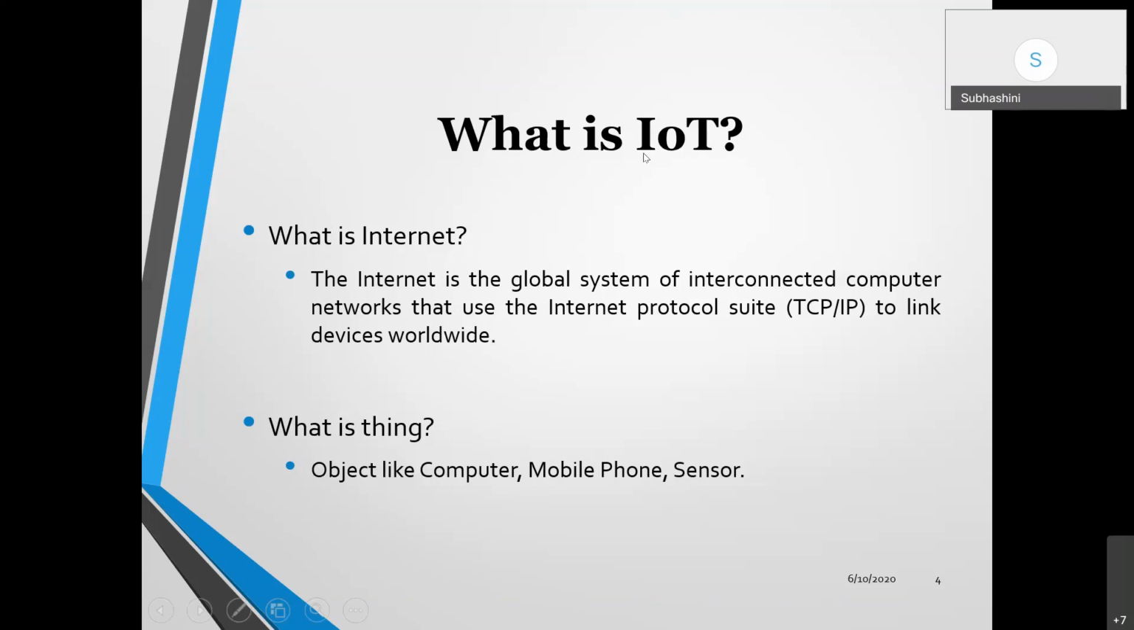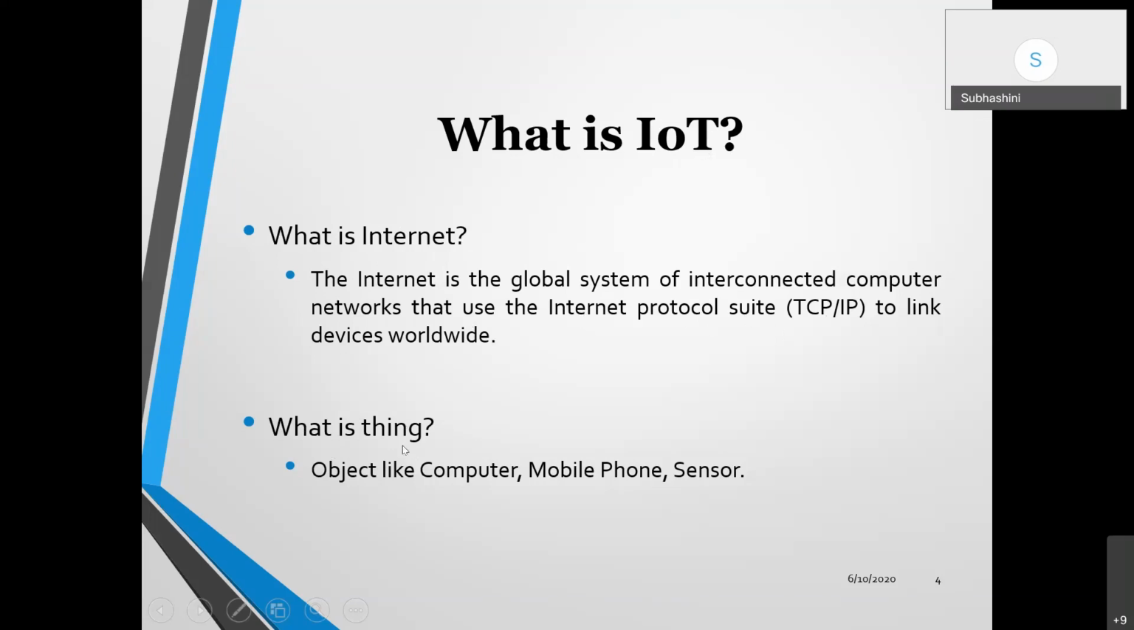The first term we require is definitely the internet in IoT. We will look into deeper aspects later. As of now, from the definition point of view, the internet is nothing but interconnected computer networks which make use of the global TCP/IP protocol suite. Now, moving on to the next component of IoT, definitely it is a thing.